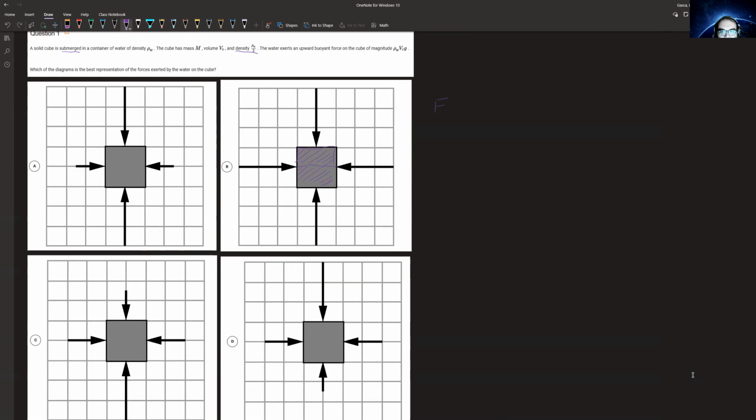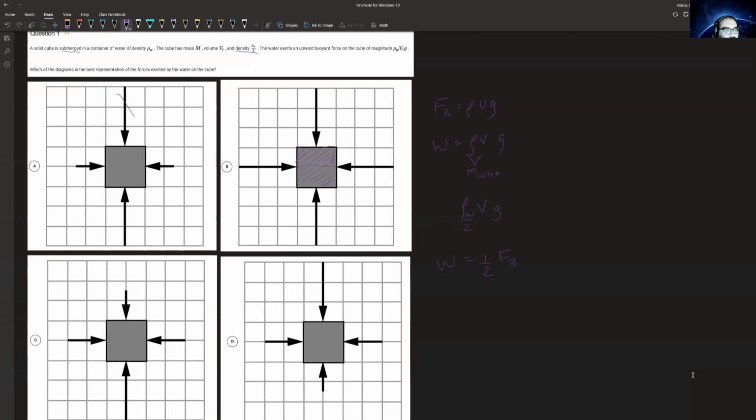The buoyant force that they told us here is rho Vg. Whereas the weight of this object is going to be the mass, which is rho V, the mass of the cube, times g, and the density of the cube is going to be the density of the water over 2 times V times g. So what we find out is the weight is going to be half the buoyant force.